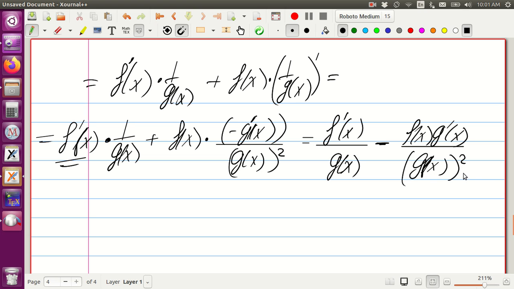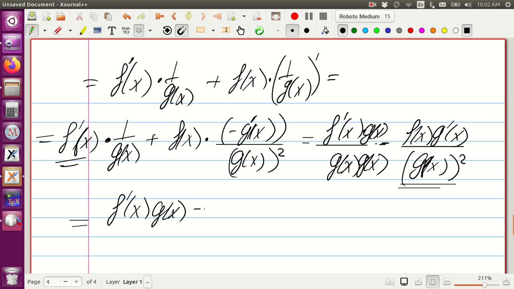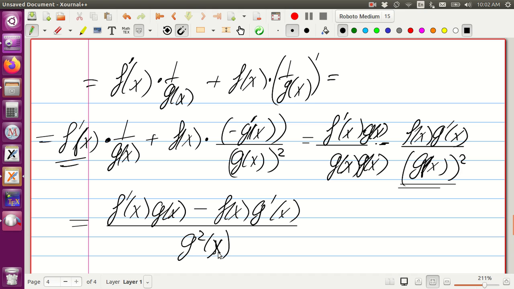So if we would like to create a common denominator, this fraction is all set, but this fraction has to be multiplied by g of x. So we write g of x and we write g of x. So on the bottom we'll have g of x squared. So finally we have f prime of x, g of x minus f of x, g prime of x, and on the bottom we have g squared of x, and that's exactly what we wanted to show.